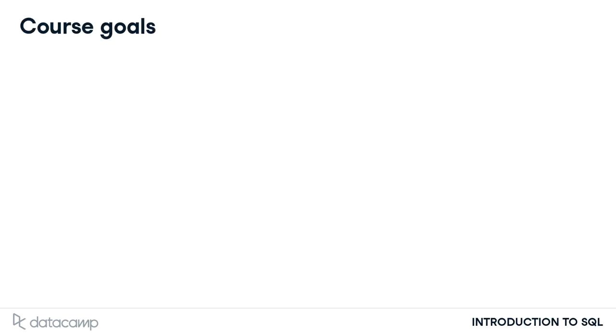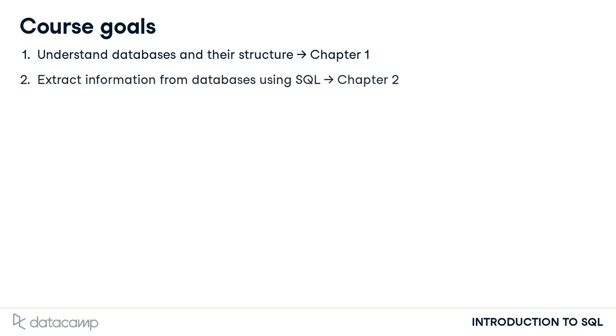We have two main goals in this course. In Chapter 1, we will get to know databases, which store and organize data electronically. We'll discuss how databases and the data they store are structured. This context will prepare us for our second goal, to extract data from databases using SQL code in Chapter 2.